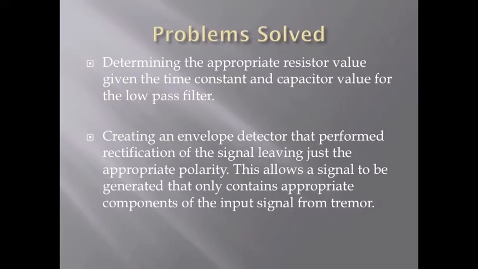One of the problems solved was determining the appropriate resistor value given the time constant and capacitor value for the low-pass filter. Another problem solved was creating an envelope detector that performed rectification of the signal, leaving just the appropriate polarity. This allows the signal to be generated that only contains appropriate components of the input signal from the tremor.